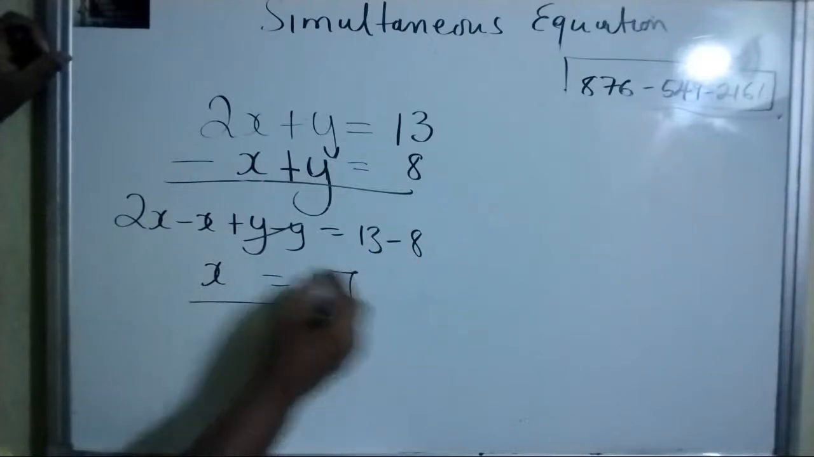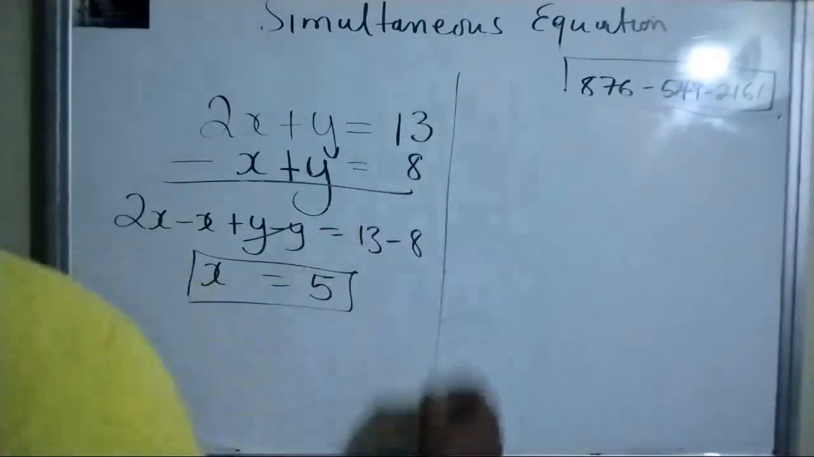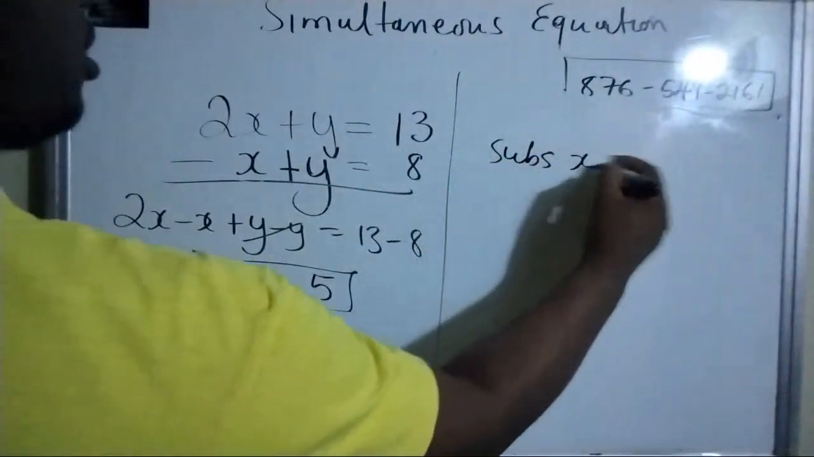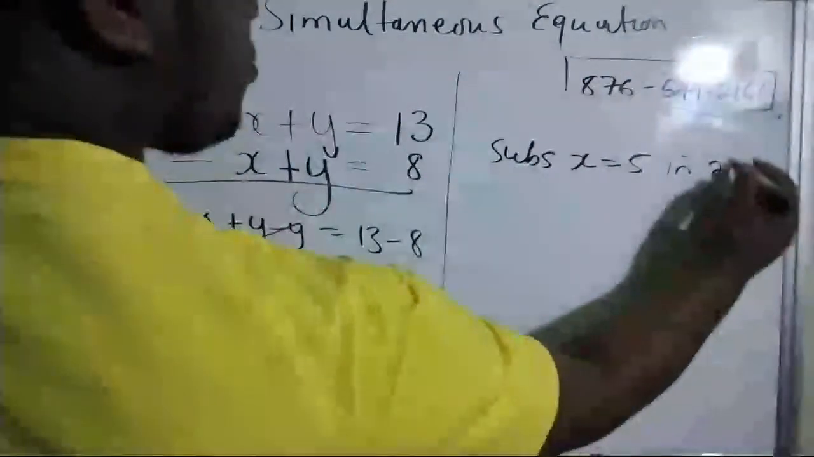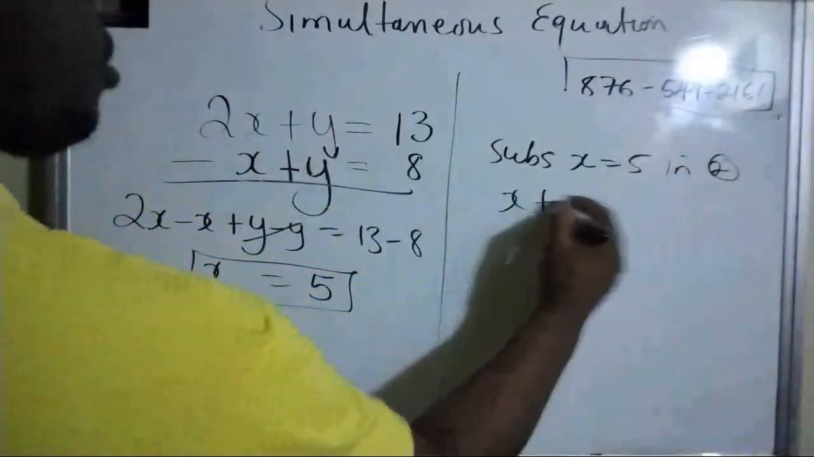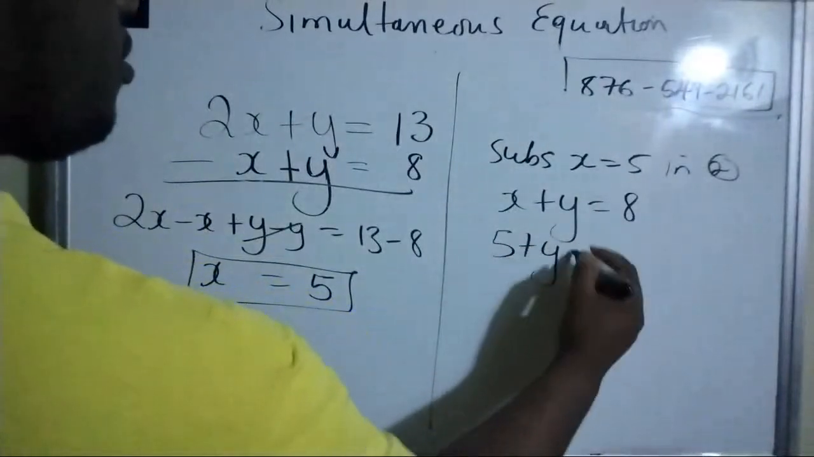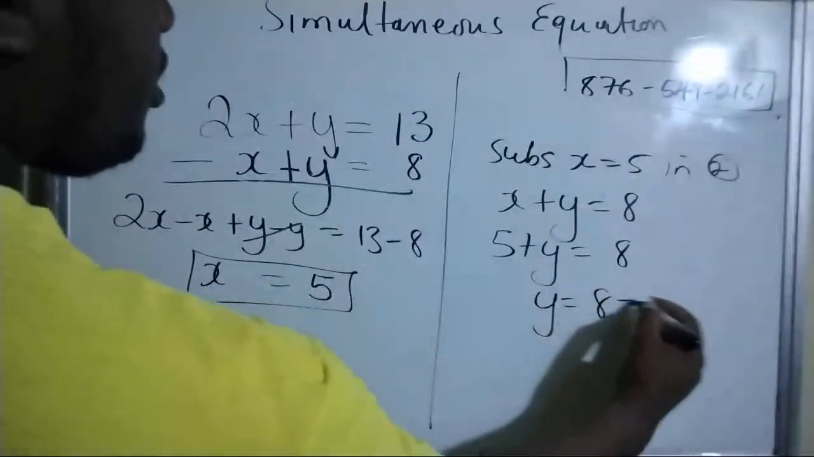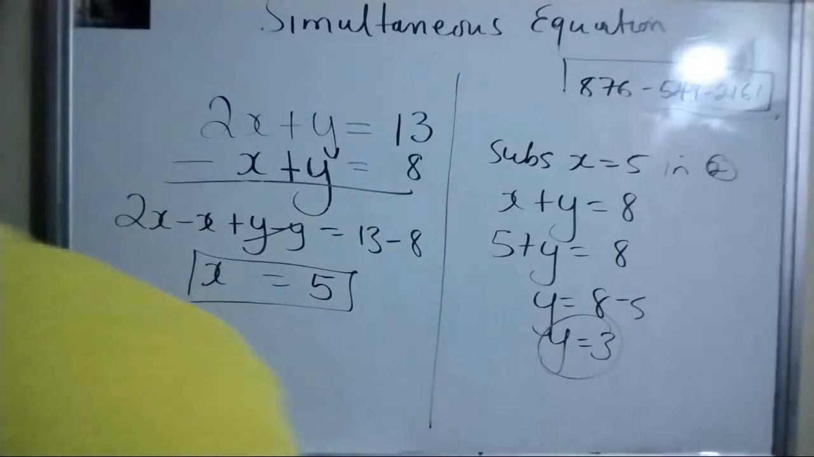So right away, we get the value of x to be 5, and then now we can substitute x equal 5 in equation 2 this time. So x plus y equal 8, so 5 plus y equal 8, and then we subtract 5. So y is equal to 3. And there we go, 4 marks in CSEC.